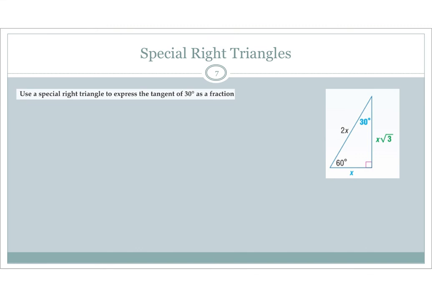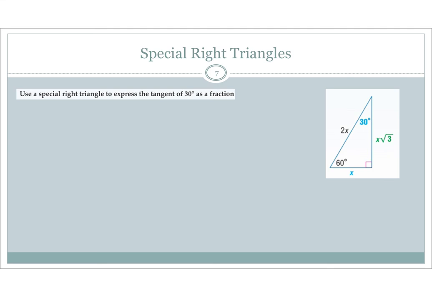All right, now the special right triangles. So far, all of our triangles have just been regular right triangles. There's been nothing particularly special about them, meaning they haven't been 30, 60, 90, or 45, 45, 90. But now, we're going to use the trig functions on a special right triangle.